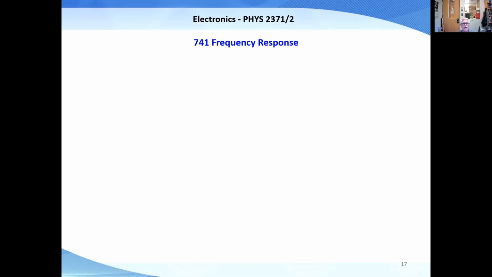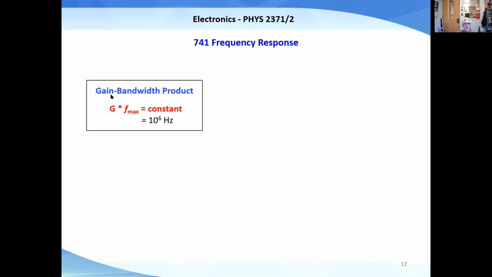Okay, here's something you're going to do on your experiment this week. You're going to measure the frequency response. And the frequency response is given to you in a number called the gain bandwidth product. It says that the gain and the maximum frequency that you can use to get that gain is a constant. And in general, it's like 1,000,000, and the units are hertz because gain is dimensionless and frequency is hertz. So 741 has like 1,000,000 hertz gain bandwidth product.